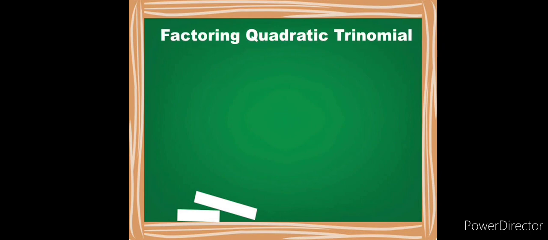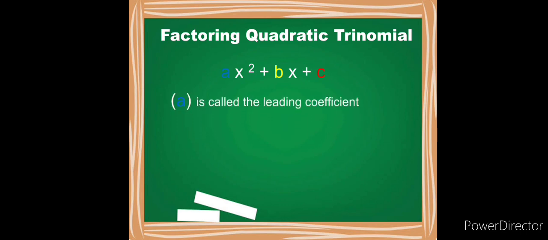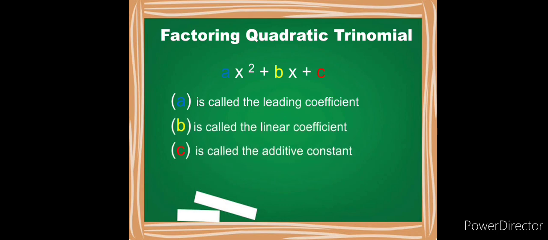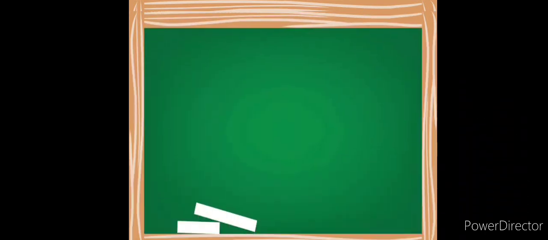Factoring a quadratic trinomial with the form ax² plus bx plus c, where a is called the leading coefficient, b is called the linear coefficient, c is called the additive constant, and x is a variable. There are two methods of factoring a quadratic trinomial. The first method is where a is equal to 1, and the second method is where a is greater than 1.